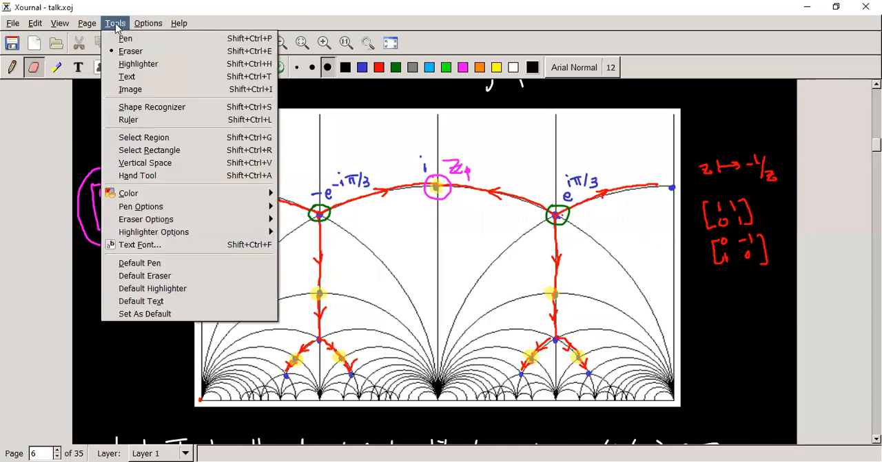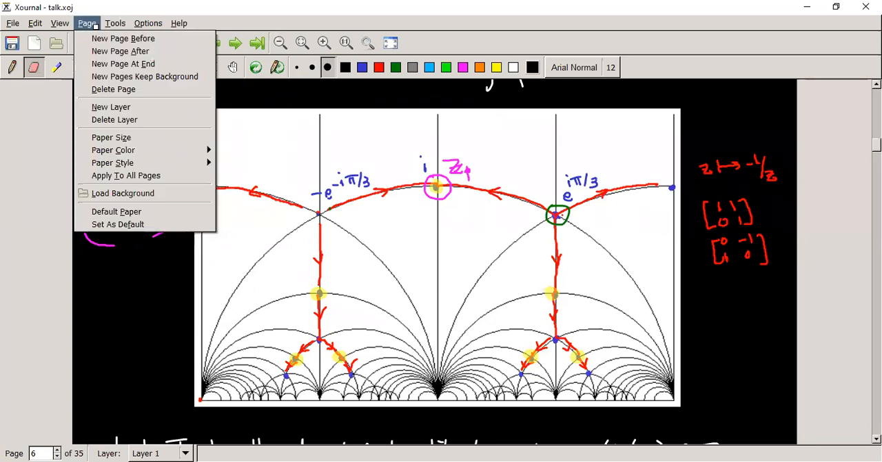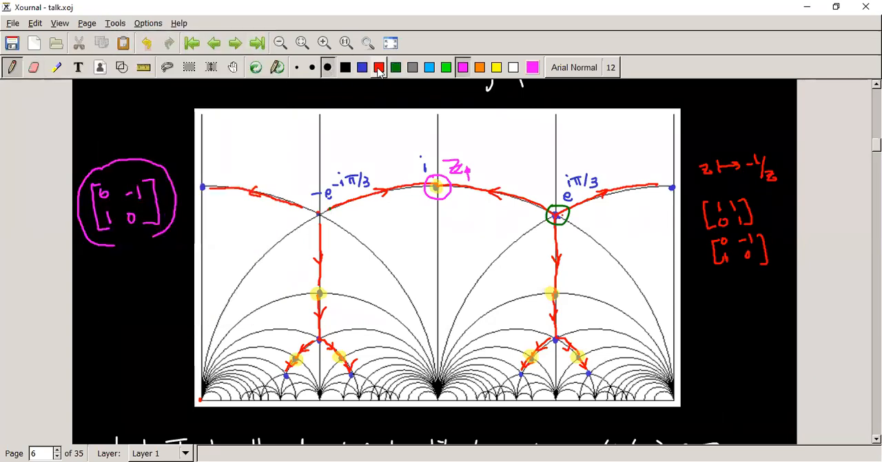Okay. Next question. What is the symmetry associated with the green point? E to the power i pi by 3. This green point. Can someone say? This is going to be harder, I think. So what is the stabilizer of this vertex, the green vertex? Just by looking at it, can someone guess?